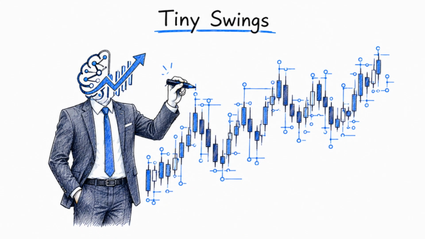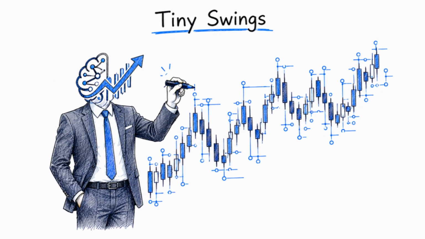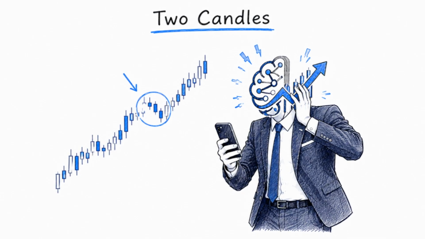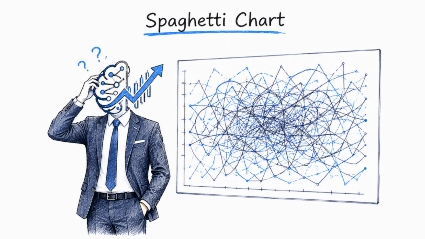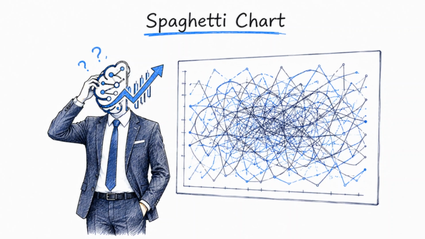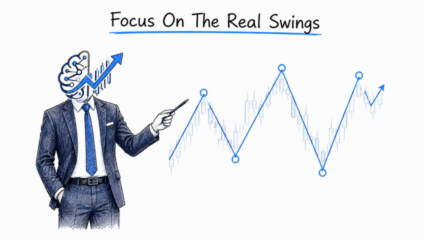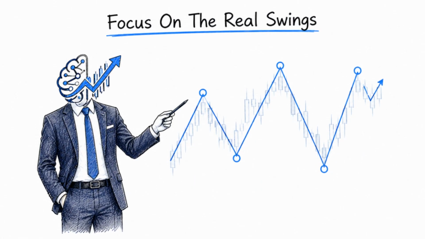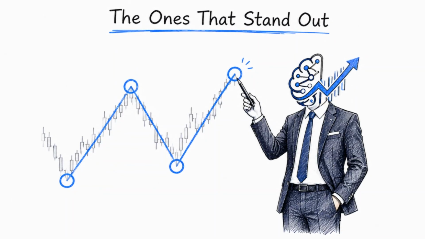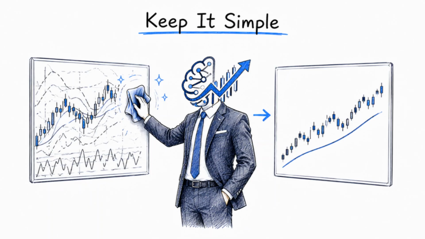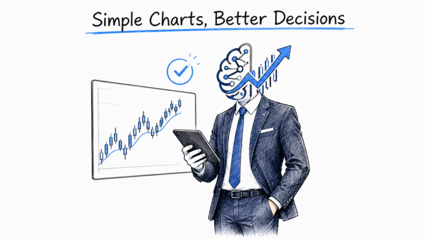The mistake most beginners make. One of the biggest mistakes beginners make is marking every tiny candle as a swing. Price moves 3 candles, swing high. Moves 2 candles, swing low. 5 minutes later, the chart looks like someone spilled spaghetti all over it. Remember, not every small movement matters. Focus on the swings that actually change the direction of price, the ones that stand out, the ones that clearly show buyers or sellers taking control. Keep it simple, because simple charts lead to better decisions.